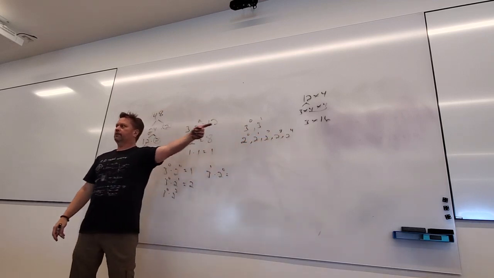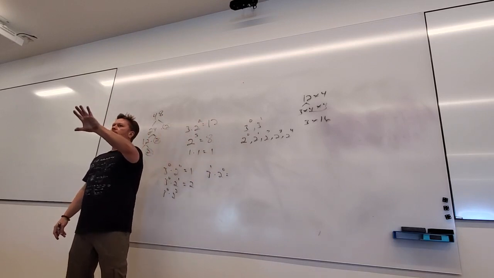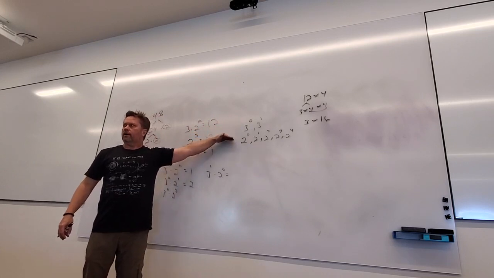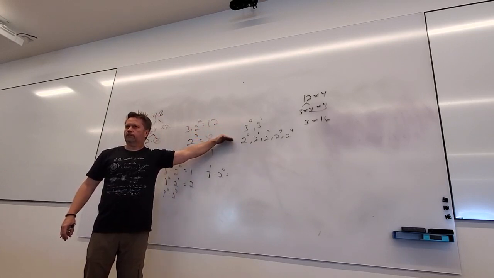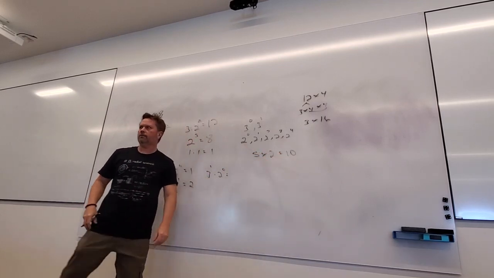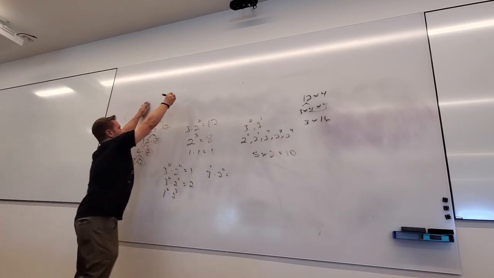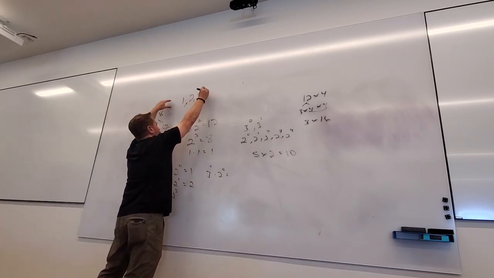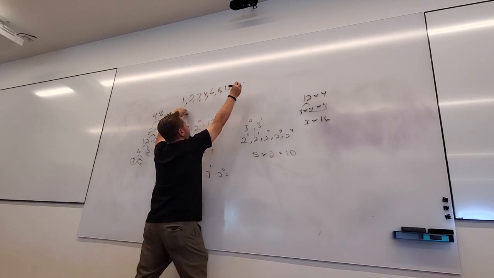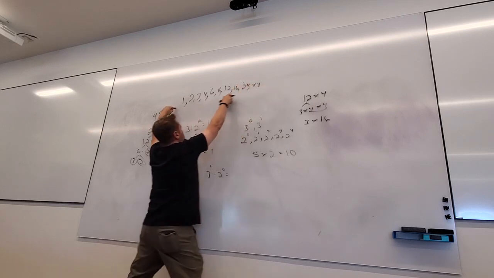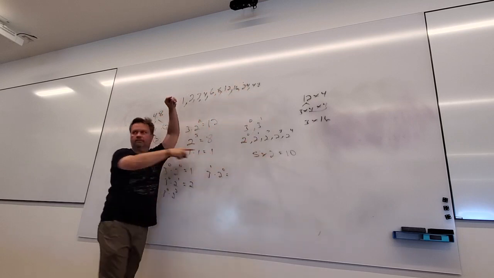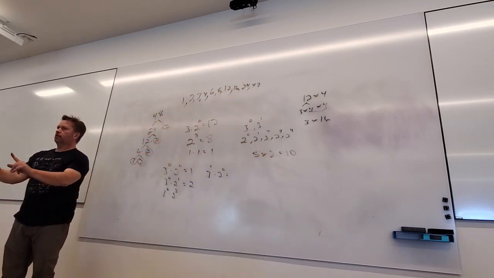So how many options do I have? 5 options. I have 2 options for the 3, 5 options for the 2. 5 times 2, I have 10 total things I can make. And the list of factors was 1, 2, 3, 4, 6, 8, 12, 16. How long is that? 1, 2, 3, 4, 5, 6, 7, 8, 9, 10! Damn straight.